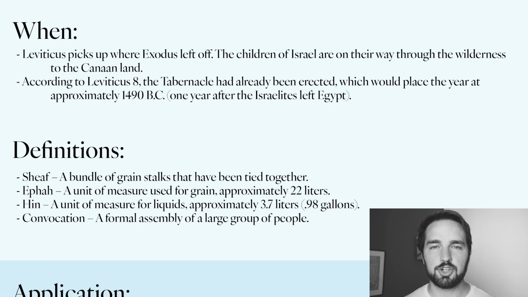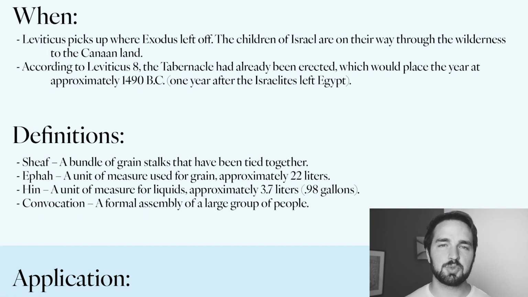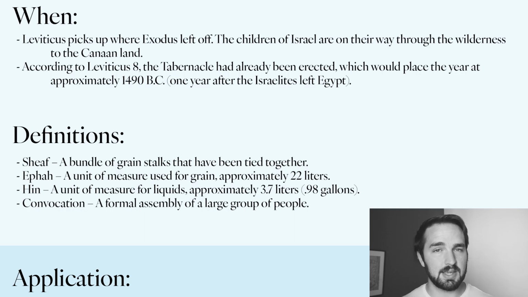We've got some interesting terms to define in our definition section. The first one is a farming term. It is a sheaf. A sheaf is a bundle of grain stalks that has been tied together. Then the next two are units of measure. The first one, an ephah. An ephah is a unit of measure used for measuring grain, and it's about 22 liters of grain approximately.